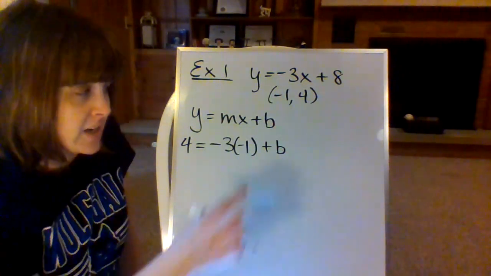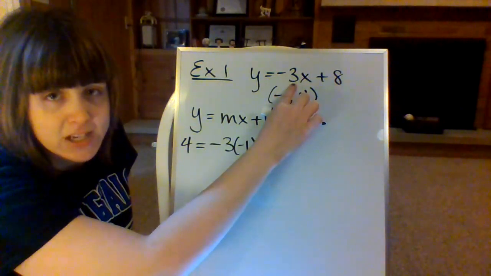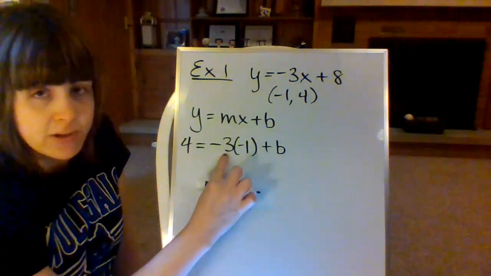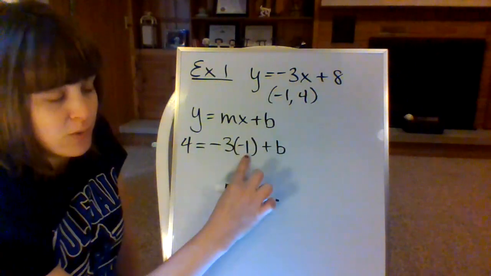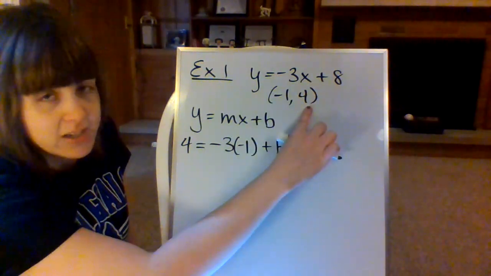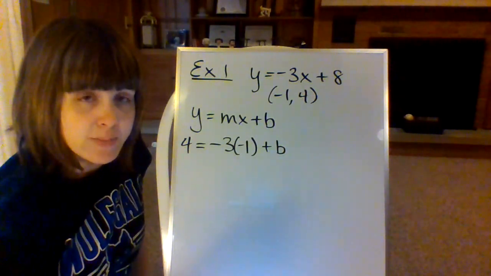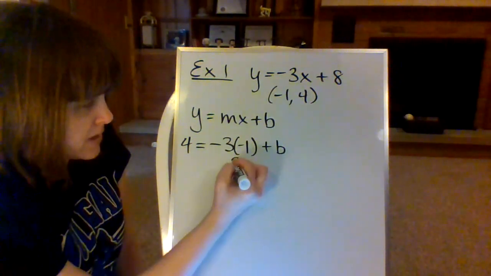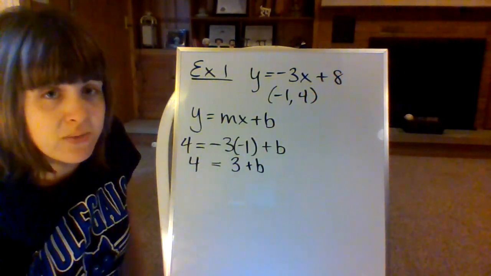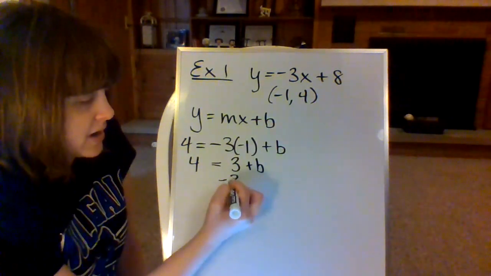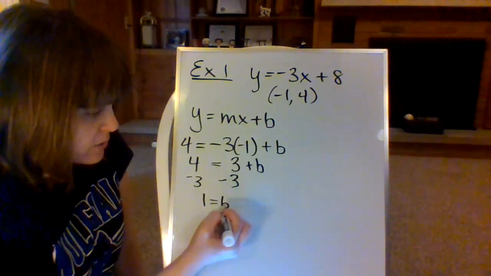I'm going to say that again. Parallel lines have the same slope. So I took -3, our slope from this line, and plugged it in for m. X is the x of our point, -1. 4 is the y of our point, I plugged it in for y. And now we're going to do some algebra and solve it for b. -3 times -1 is 3. And now we're going to subtract 3 from 4. So 1 equals b.